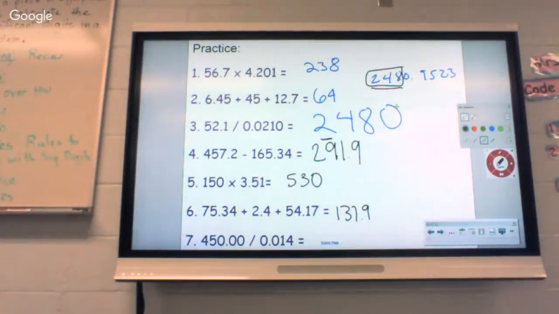Does everybody see why Lyric shouldn't have just come up to the board and written 132? She should have left what she had on her paper on the board. Okay, and the last one. Any volunteers for the last one? Go ahead, Diego.